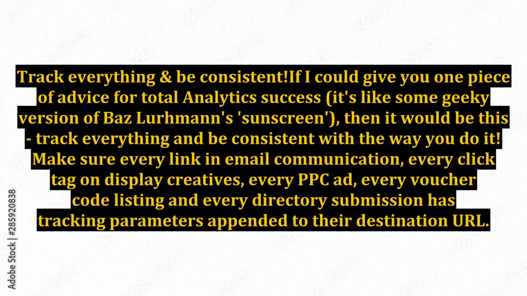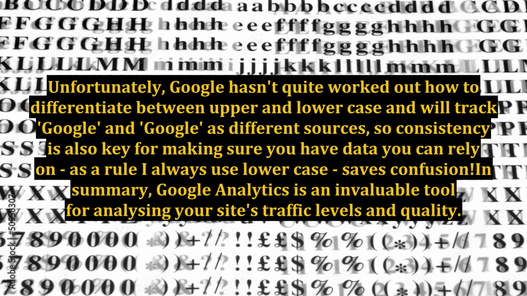If I could give you one piece of advice for total analytics success, like some geeky version of Baz Luhrmann's sunscreen, it would be this: track everything and be consistent with the way you do it. Make sure every link in email communication, every click tag on display creatives, every PPC ad, every voucher code listing, and every directory submission has tracking parameters appended to their destination URL. Unfortunately, Google hasn't quite worked out how to differentiate between upper and lower case and will track Google and google as different sources, so consistency is also key for making sure you have data you can rely on. As a rule, I always use lower case, saves confusion.